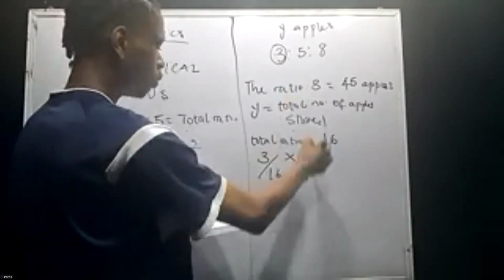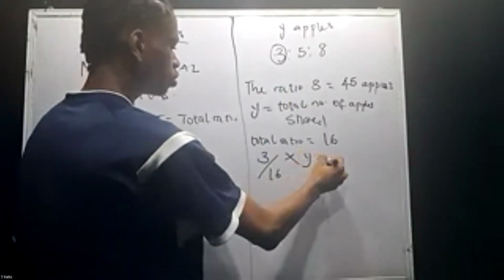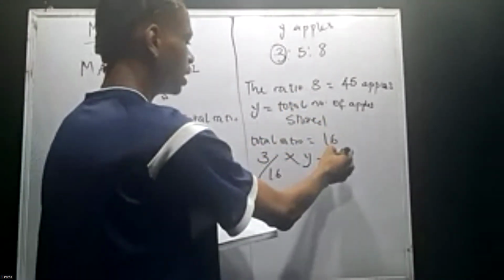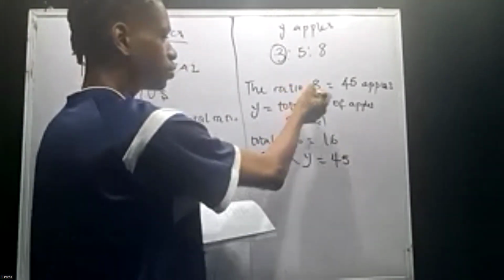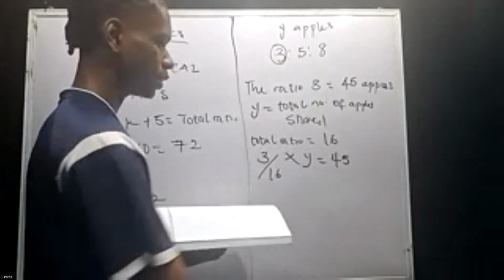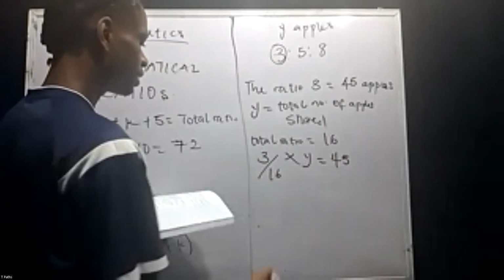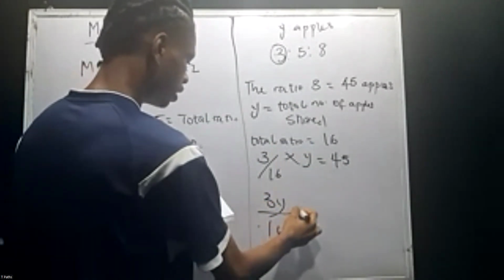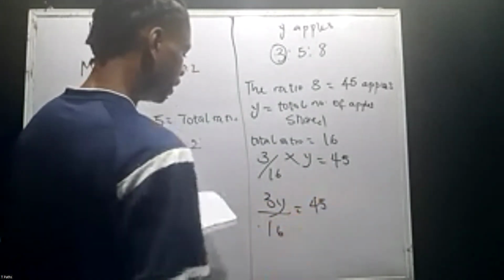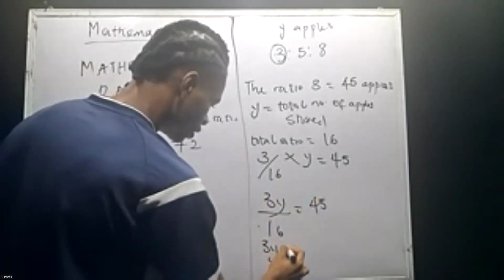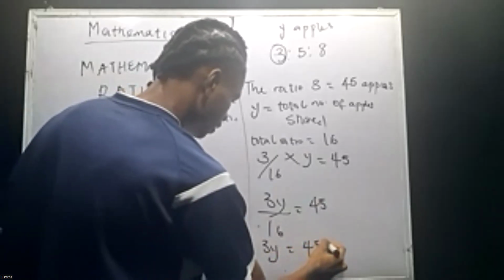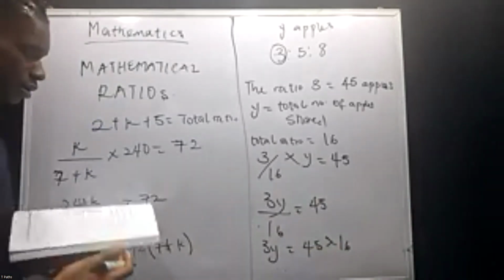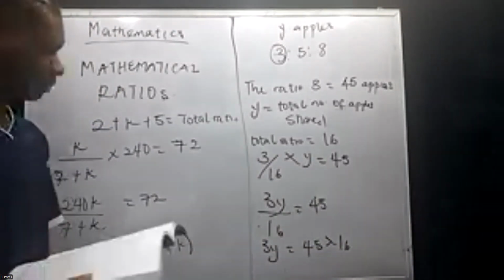Amount shared is Y. This is the apples shared, is equal to the amount received per unit. That is 45, because the amount received by the friend with a ratio of 3 is 45. So I'm just going to do my basic arithmetic. 3Y divided by 16 equals 45. And I can see 3Y is equal to 45 multiplied by 16. And I can divide through by 3 to get the value of Y.